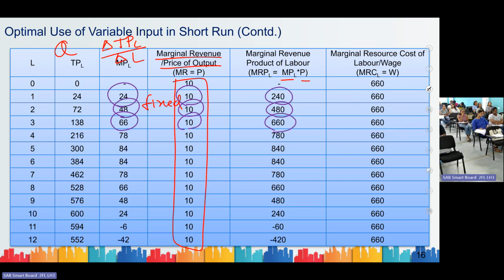Likewise, we have obtained marginal revenue product of labor, which is MRPL, by multiplying MPL values by the price of output. And marginal resource cost of labor is the wage rate. Wage rate is fixed. Wage rate is also fixed.